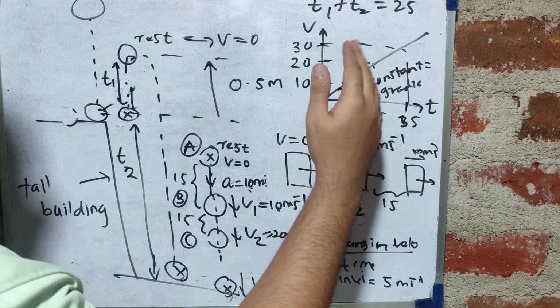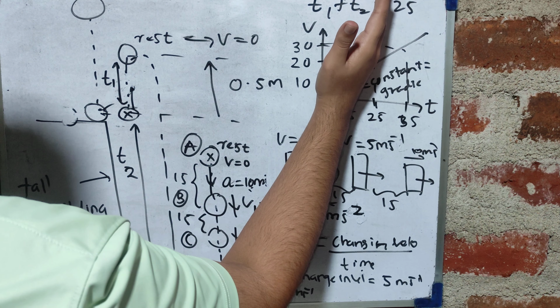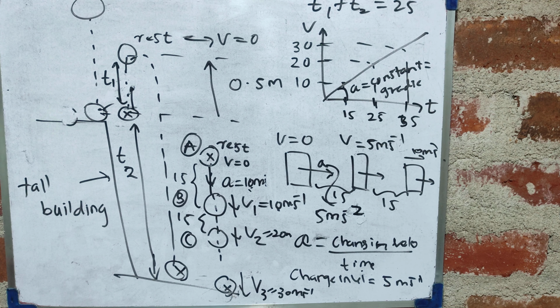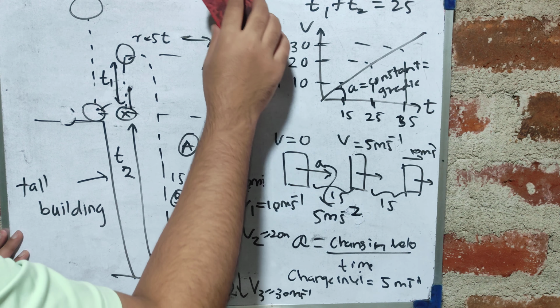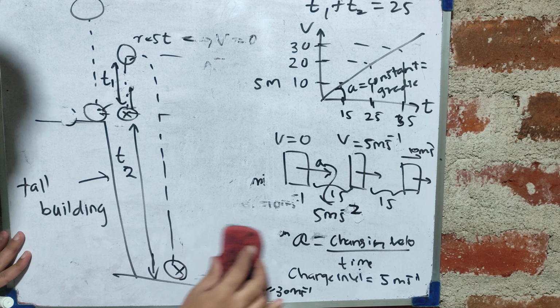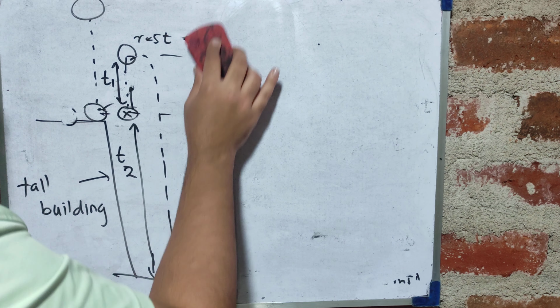From 1 second to 2 seconds, if another acceleration that is greater than gravity is acting, then the graph will be like this. You know, right? I'm trying to explain it. So that's it. That's the graph. Okay, I'll clean it now. So the graph should be a straight line.